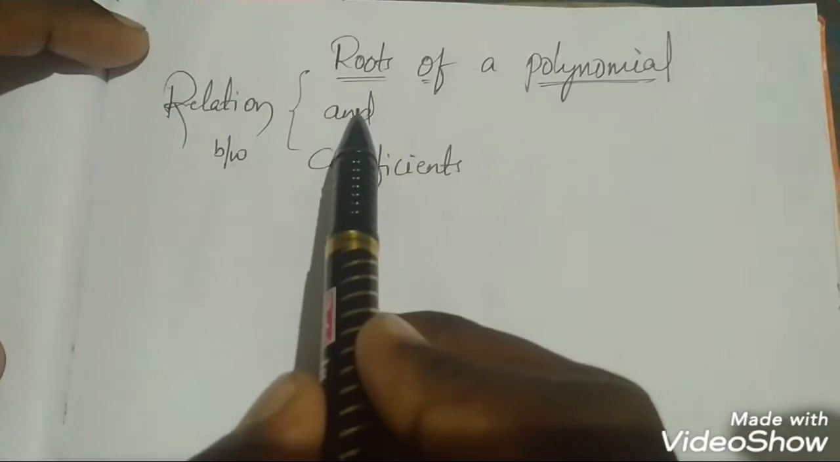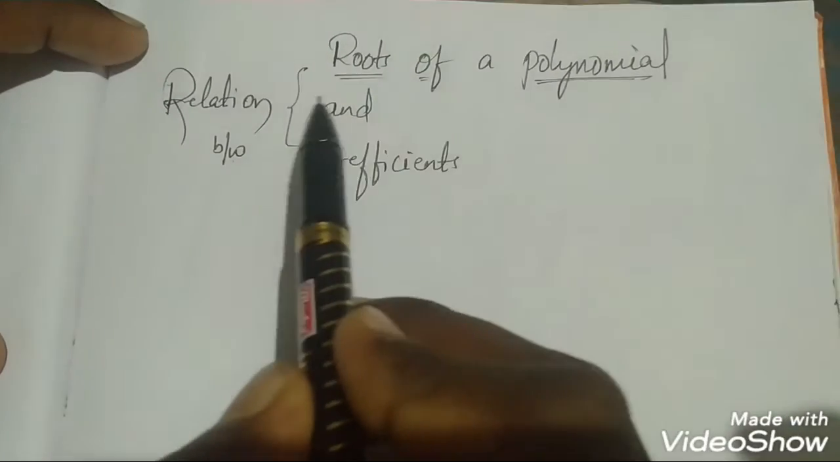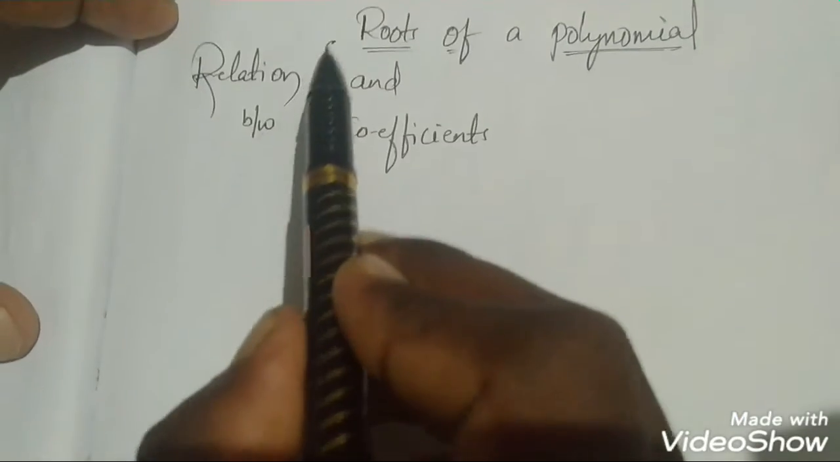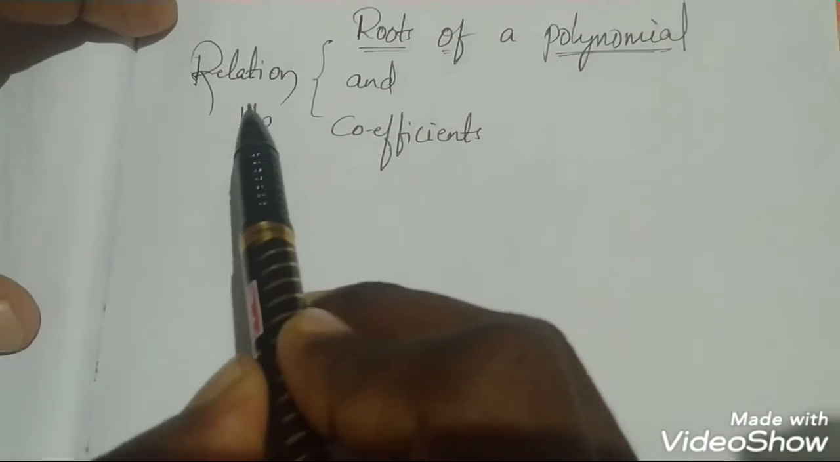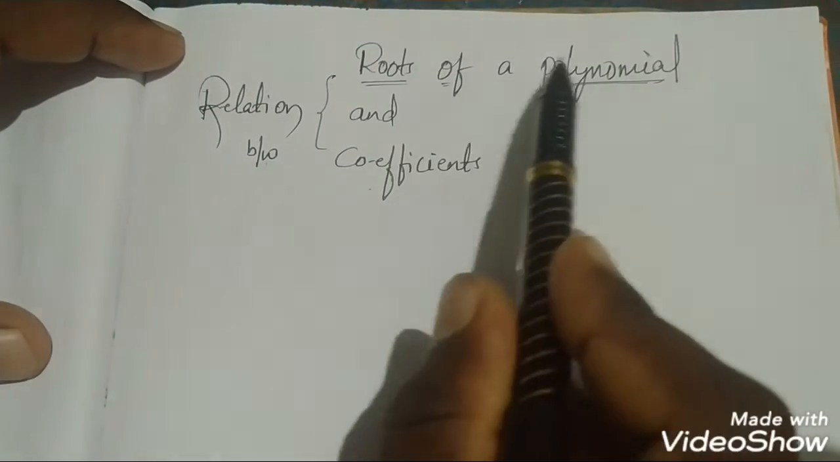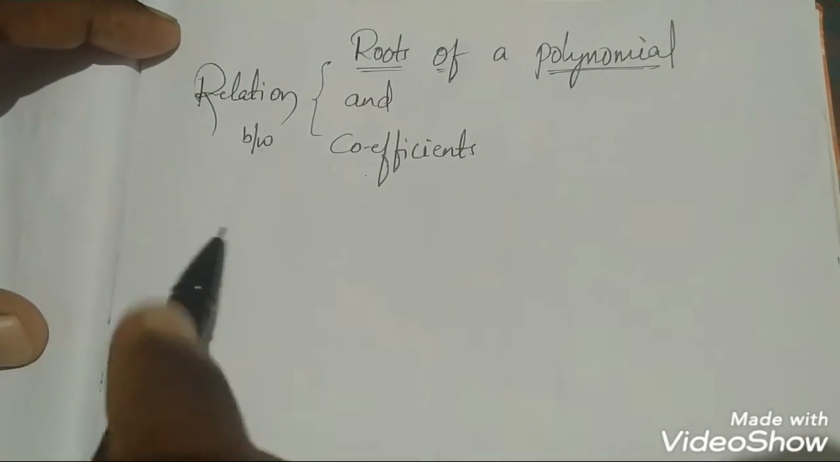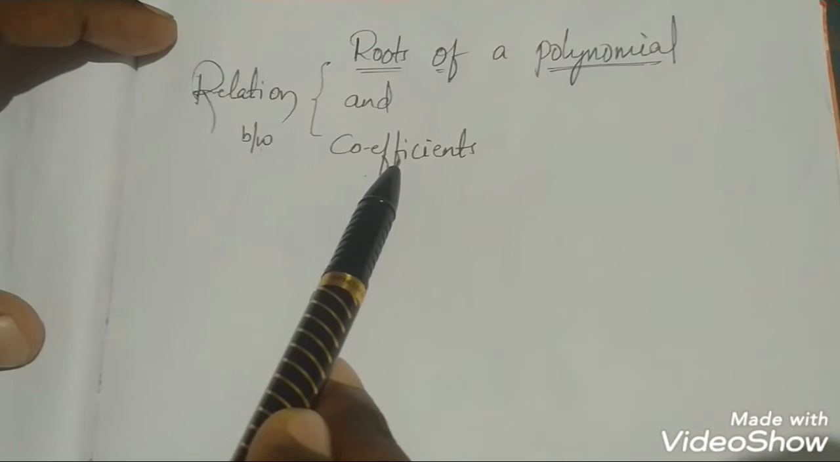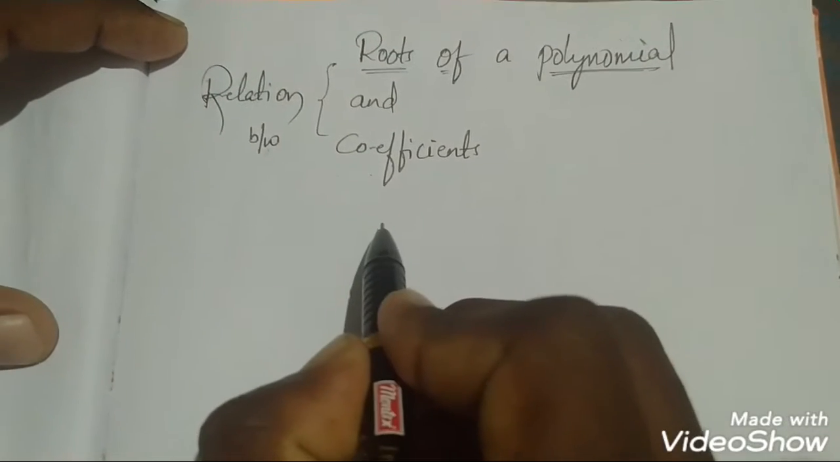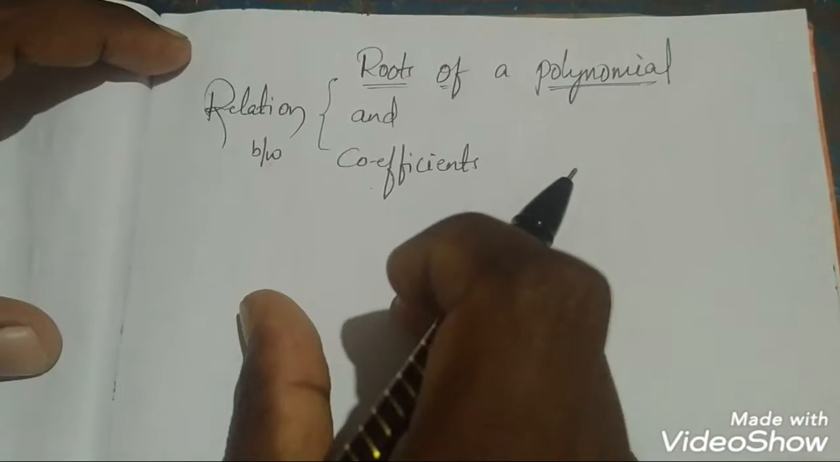Hello everyone. Today we are going to learn a topic called the relationship between roots and coefficients of a polynomial. Here we are going to find a relationship between the roots and coefficients of a polynomial. You already know what coefficients are. A coefficient is a value which is in front of a variable.